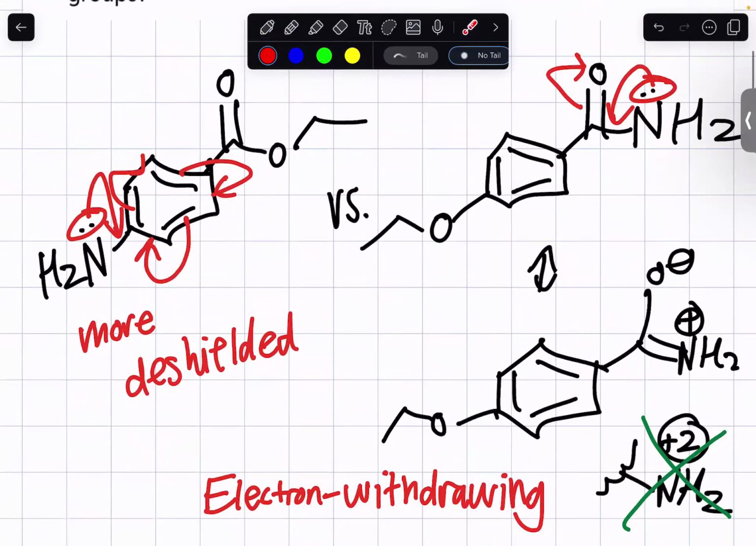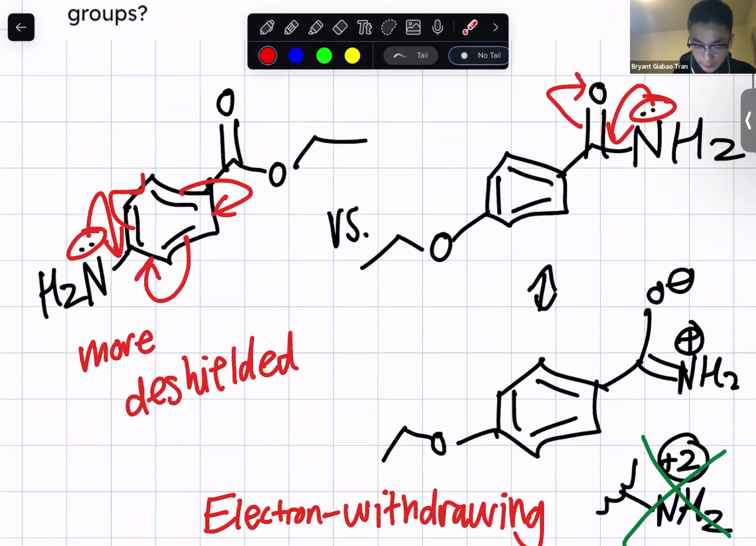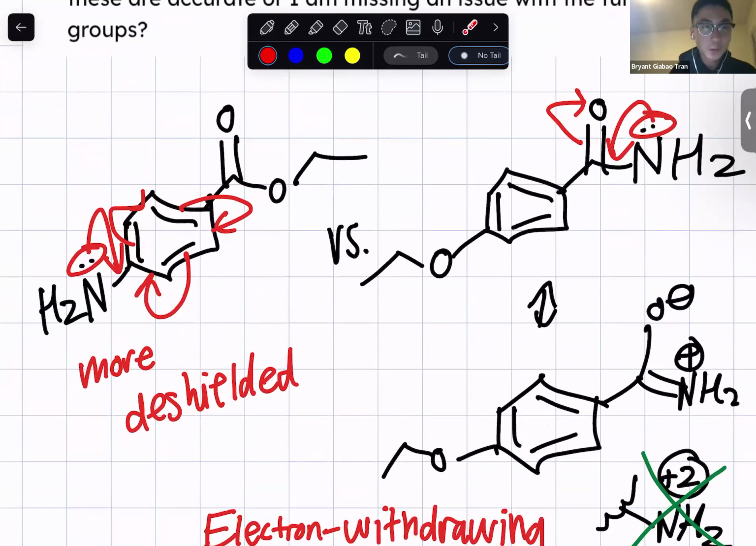So are you saying that the one on the left would be more deshielded, correct, on the NMR? Yeah, the one on the left would be more deshielded because it's able to do more resonance.